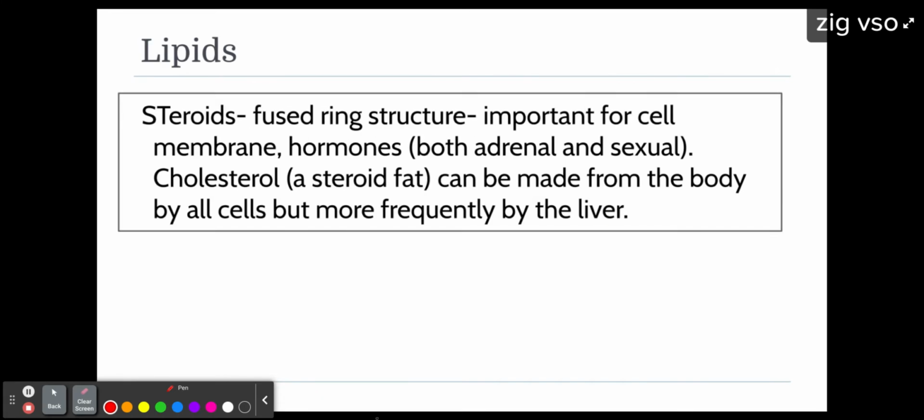Then you have your steroids. So both estrogen and testosterone are examples of steroids. Your norepinephrine is another steroid. Cholesterol is a steroid fat that allows membranes to be fluid.